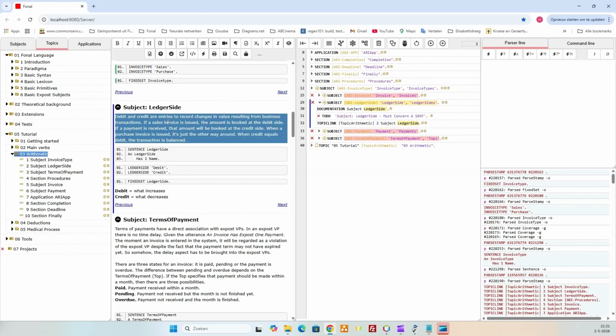Debit and credit are entries to record changes in value resulting from business transactions. If a sales invoice is issued, the amount is booked at the debit side. If a payment is received, that amount will be booked at the credit side. When a purchase invoice is issued, it's just the other way around. When credit equals debit, the transaction is balanced.